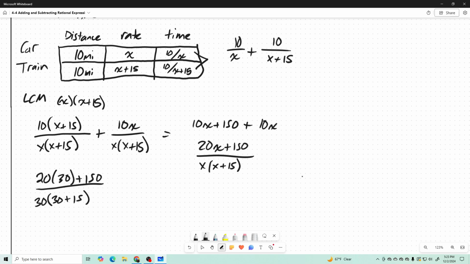All right, so let's simplify the top. We have 600 plus 150, which gives us 750. And then on the bottom, we have 30 times the quantity 30 plus 15. 30 plus 15 is 45, and 45 times 30 is going to be 1350. All right, and then we can just plug this into a calculator. So 750 divided by 1350, and you're going to get approximately 0.55 hours.